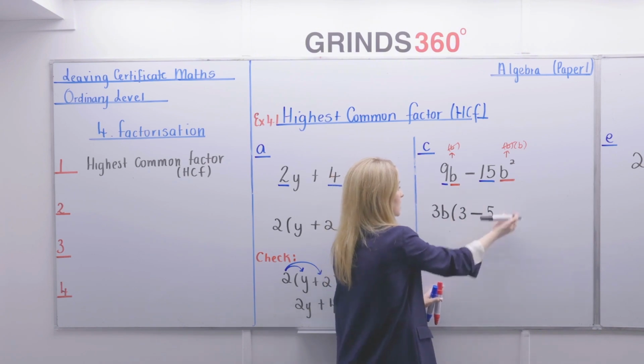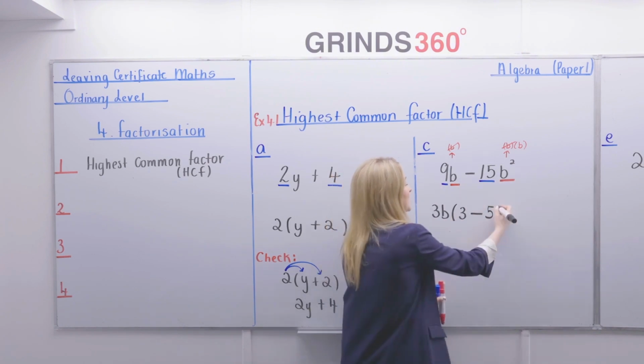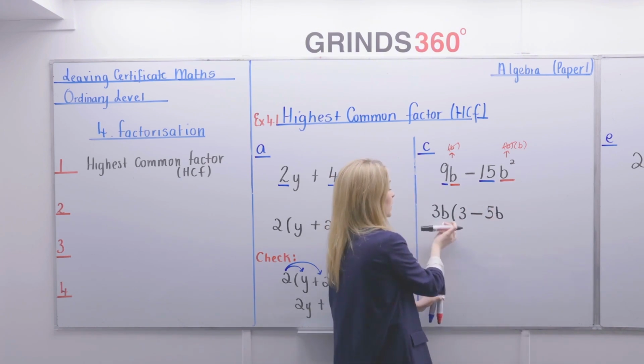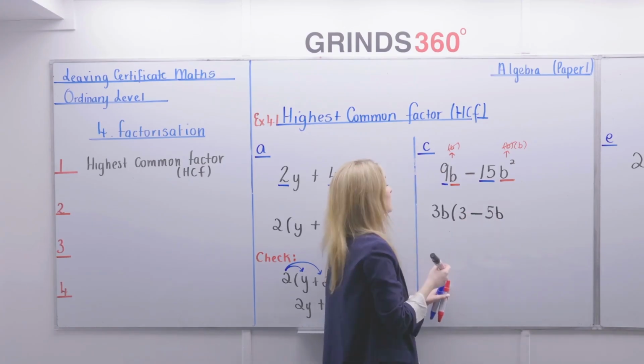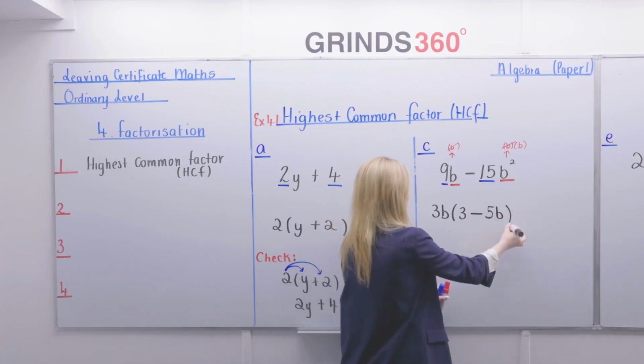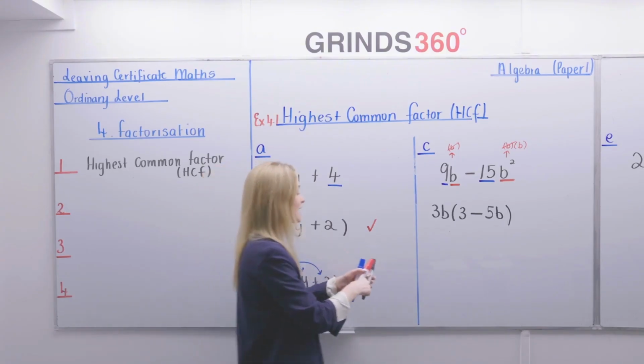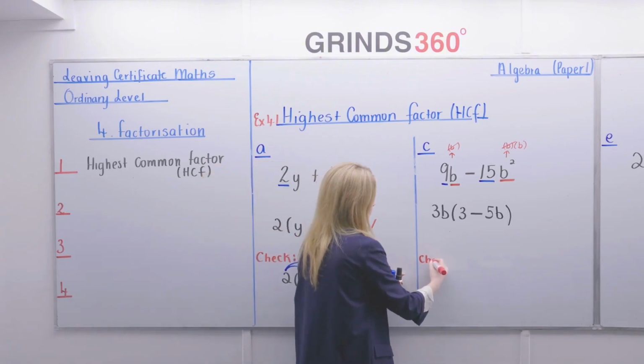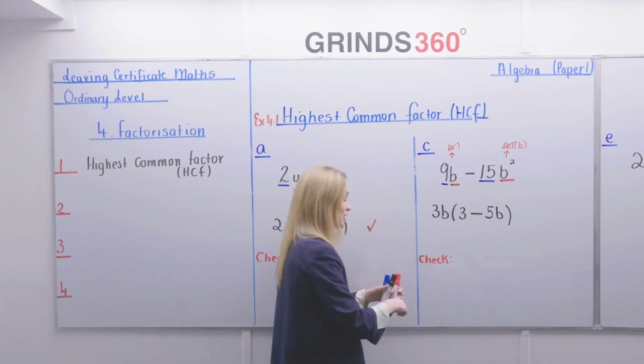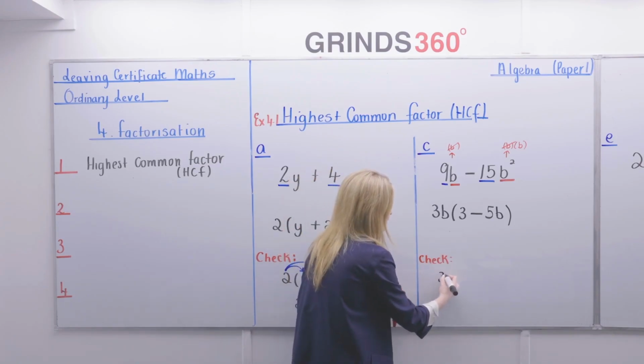b times what will give me b squared? B times b. Remember, when you multiply variables, you add their powers when they're the same variable. Close my bracket. Now again, same idea as before. Let's take a second and check if our answer is correct. We'll check the first two and then you can do the rest yourselves in your own time.